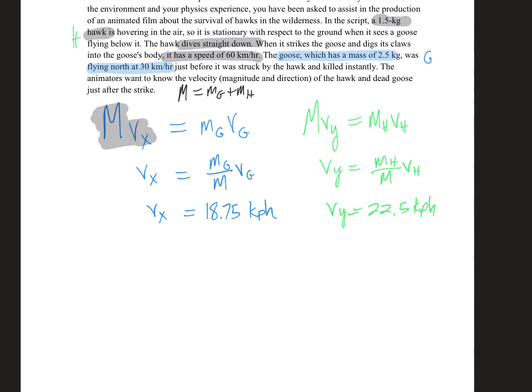The combined momentum in the x direction, versus the combined momentum in the y direction. Obviously, whatever momentum the hawk has going straight down will have to be conserved in the straight down direction with the total mass of the system. And the same is true this way. So I'm conserving momentum along the coordinate system axes, if you will.